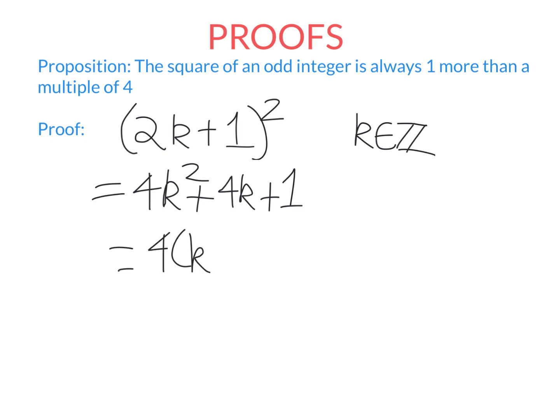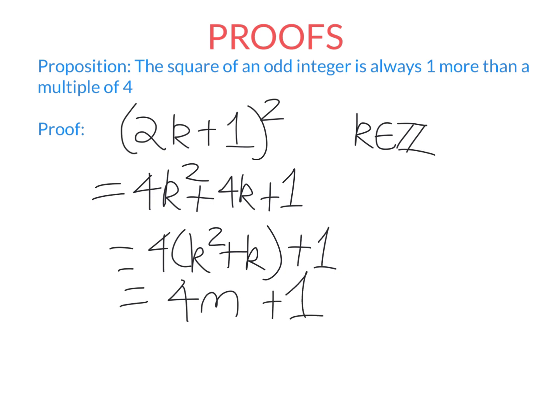4 times k squared plus k, this is a multiple of 4. It's divisible by 4, because if we divide by 4, we're left with k squared plus k, which must be an integer. So we can write k squared plus k as m. So if you square an odd number, it will be in the form of 4m plus 1, 4 times an integer plus 1, where here m equals k squared plus k.